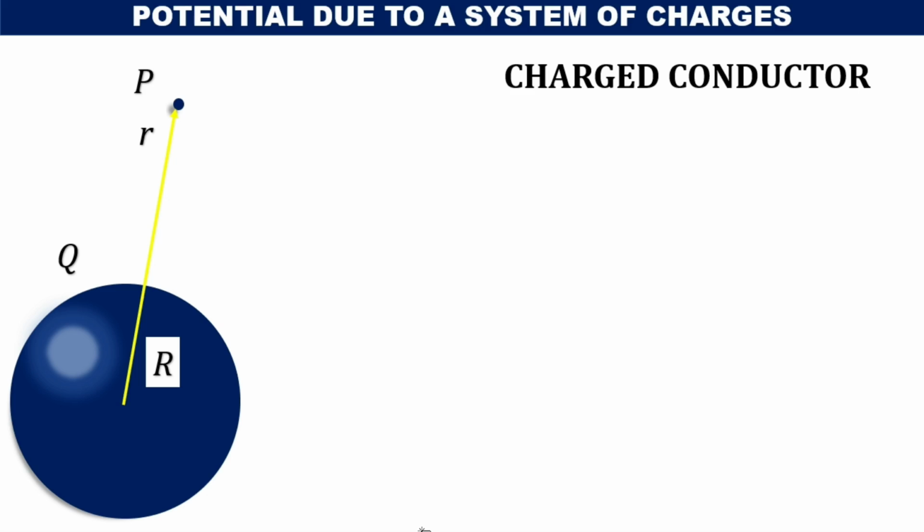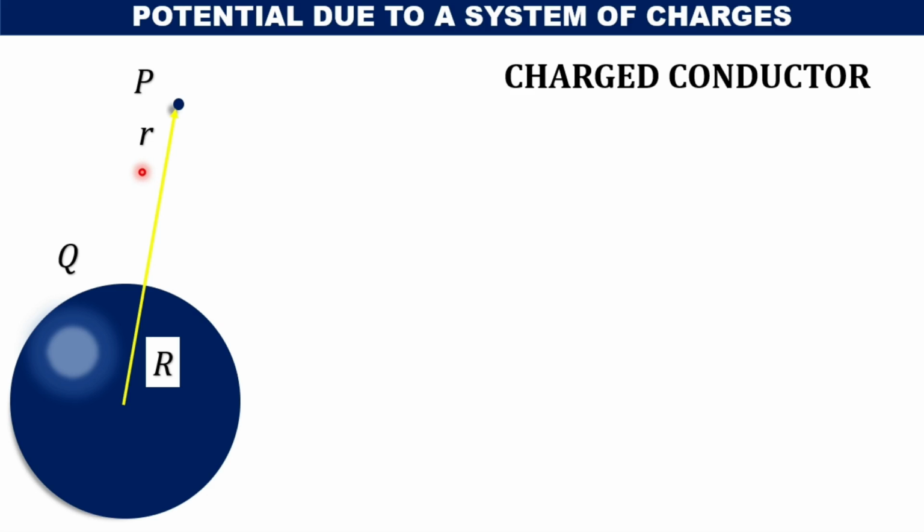Here we consider a conductor of spherical shape with radius R. If we consider a point P lying well outside the spherical conductor, then the distance of the point P from the center of the spherical conductor is represented as small r.